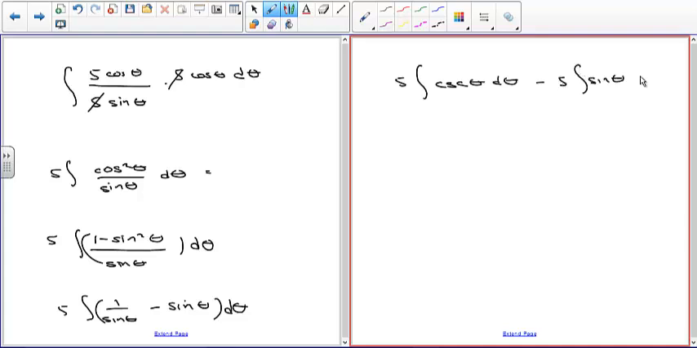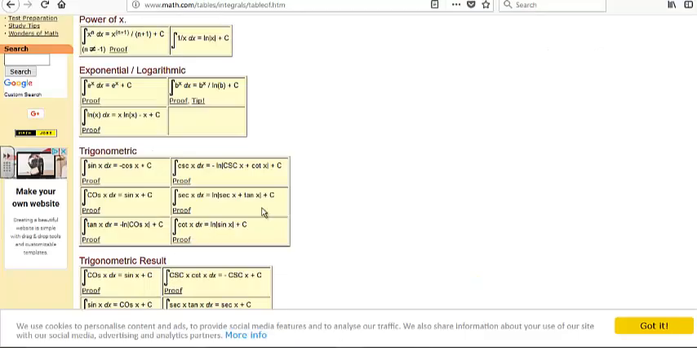So the second integral is easy. That's the cosine. The integral of the sine is negative the cosine, so that'd be negative the cosine theta. The first one, that's in the book. The integral of the cosecant, well, let's see, what is that? Let's look that up online. The integral of the cosecant is negative the natural log of the cosecant plus the cotangent.